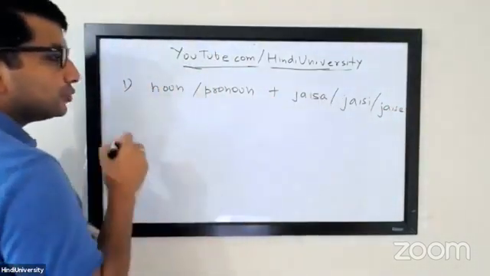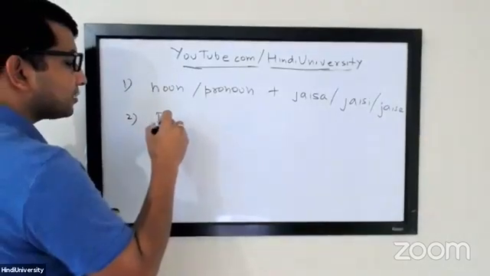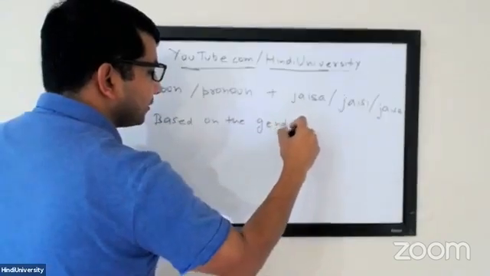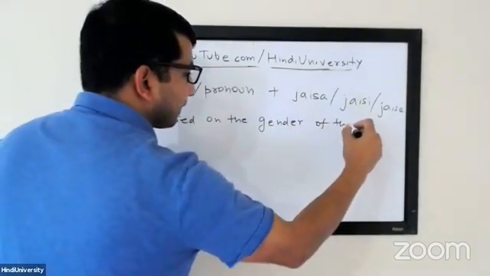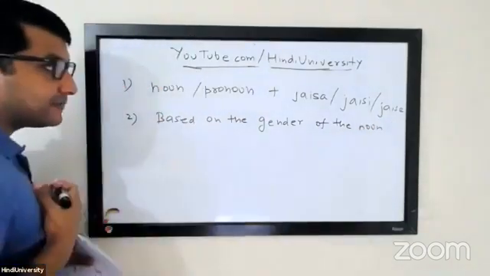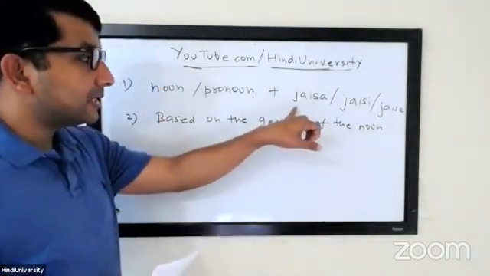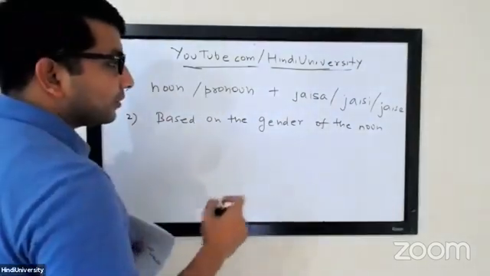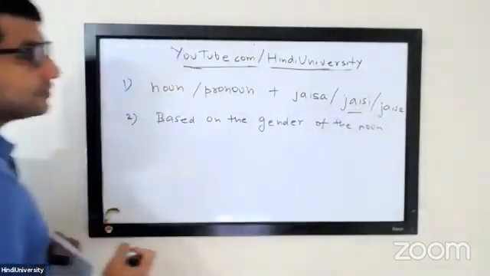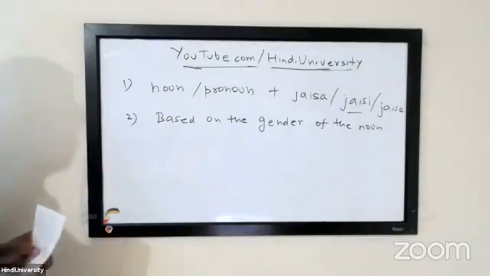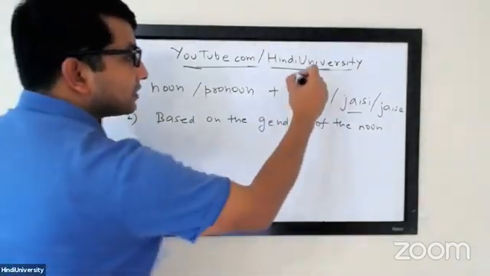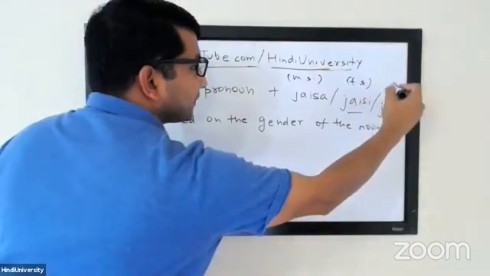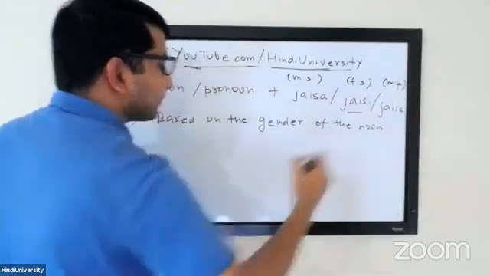Which of these should you be using? That's another key question, and it is based on the gender of the noun. If I am saying it, it would be mere jaisa, or mera jaisa. If a female is saying it, it would be mere jaisi. That's another thing to remember. So this is masculine singular, feminine singular and plural, and this is masculine plural.